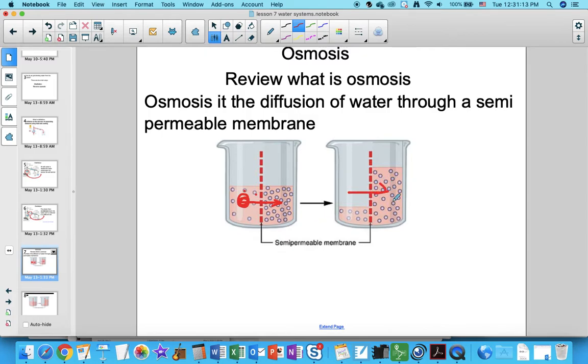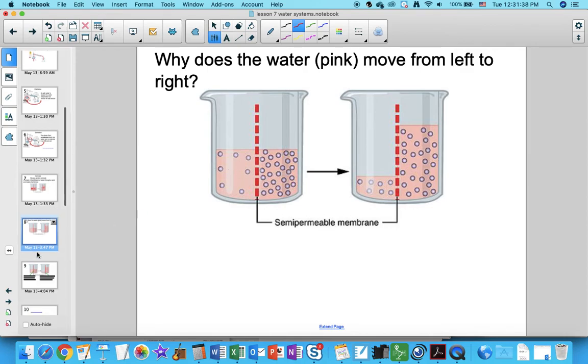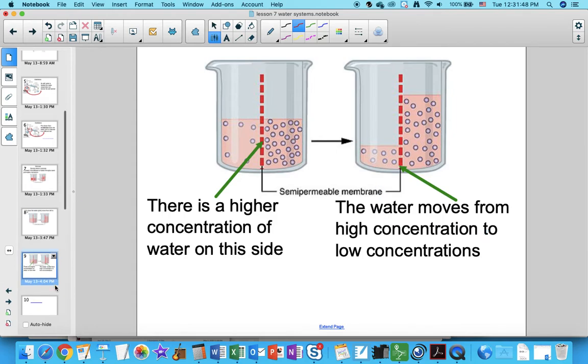And you will see something like this. And so, yeah, the levels are different, but that's because the concentration of water and salt were different. And so now, when the water moves over, the concentration becomes the same because it's moving from high to low. So that's regular old osmosis, right? Water moves from high concentration to low concentration. There is a higher concentration of water on this side, right? The water moves from high concentration to low concentration.